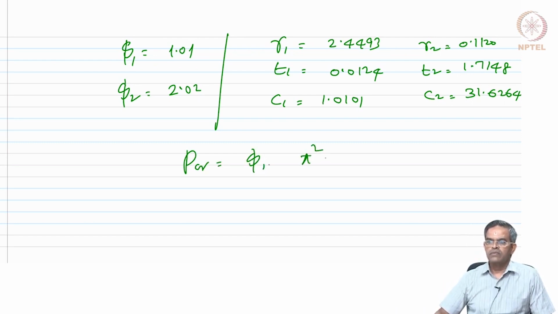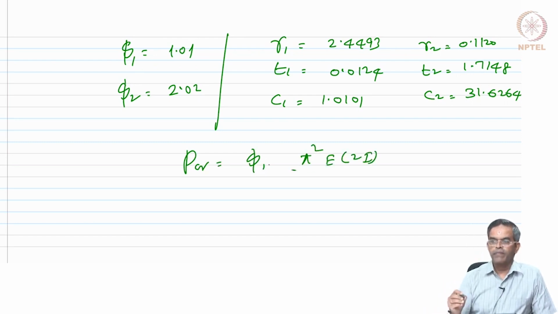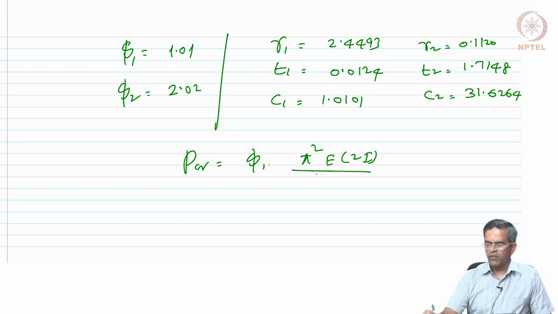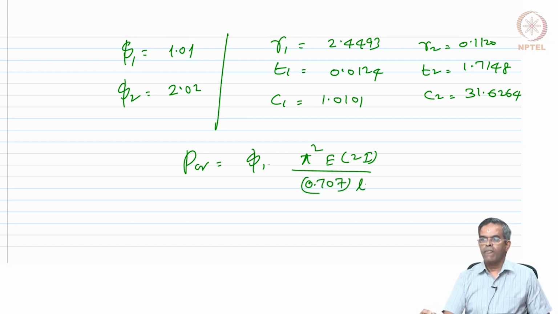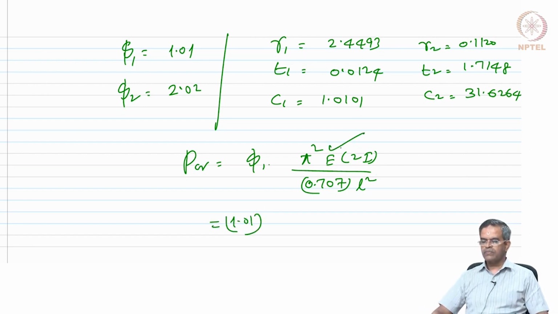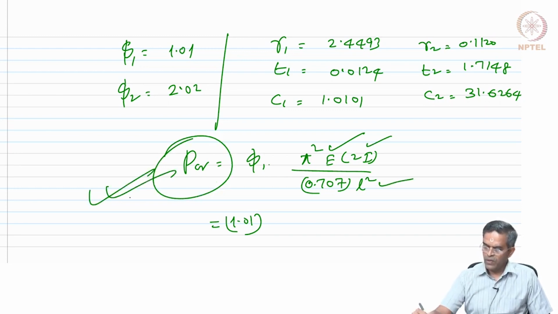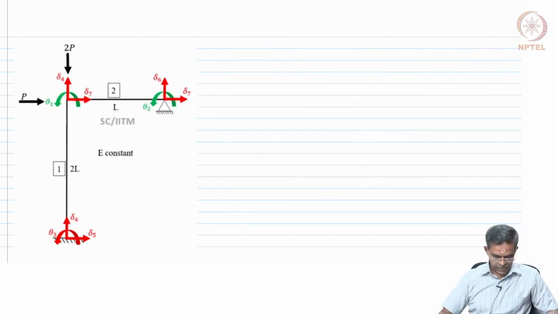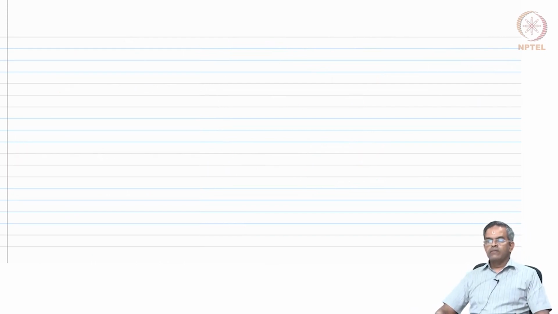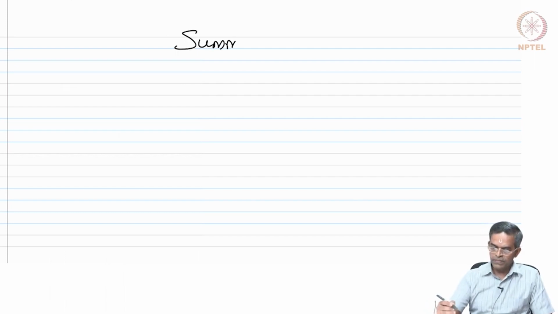Okay. So, now I have got P critical is phi 1 times pi square E of 2I by (0.707 L) square. So, phi 1 I already have, which is 1.01. So, if I know E, if I know I, if I know L, I can find P. Okay.